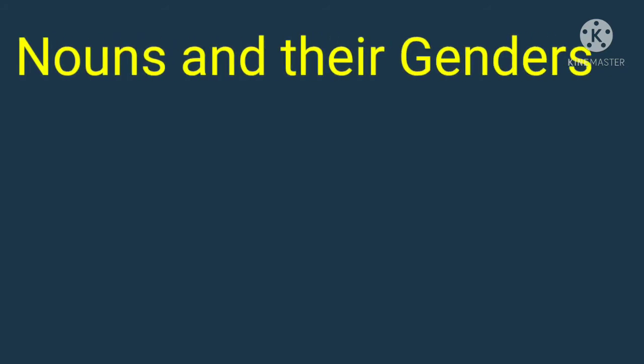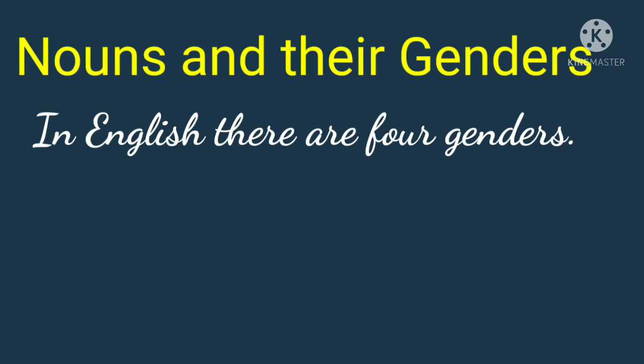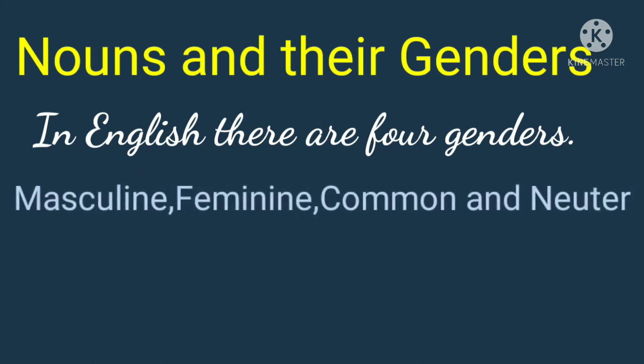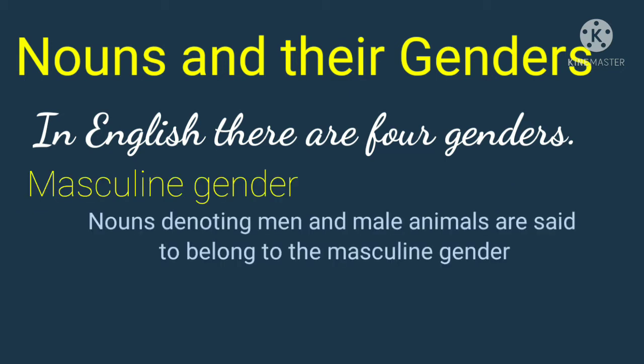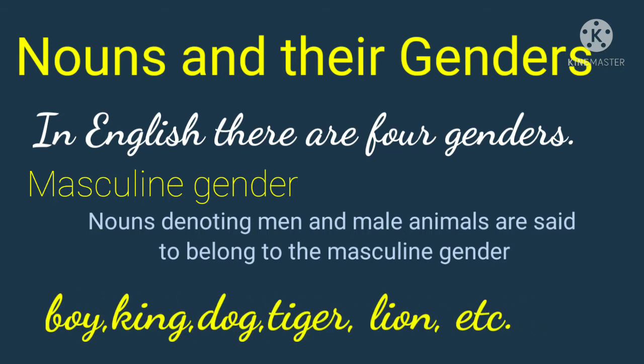Friends, today we shall study our next topic in grammar, namely nouns and their genders. In English, there are four genders: masculine, feminine, common, and neuter. Nouns denoting men and male animals are said to belong to the masculine gender. Examples: boy, king, dog, tiger, lion, etc.